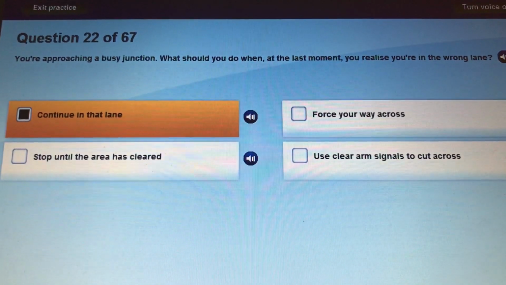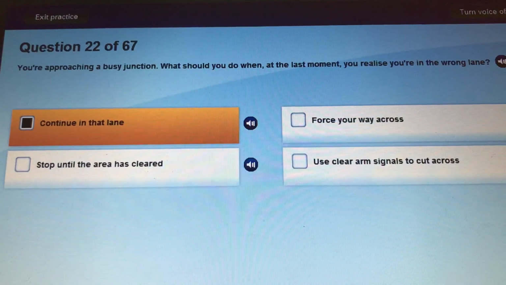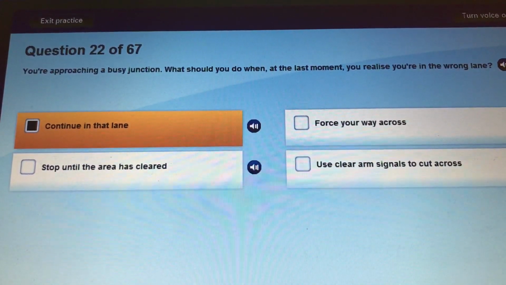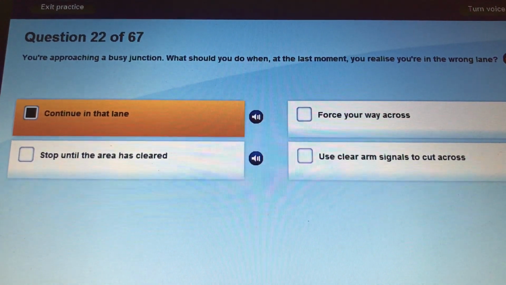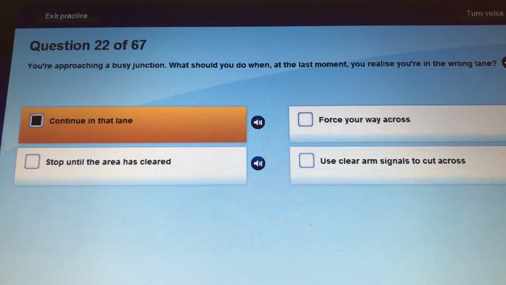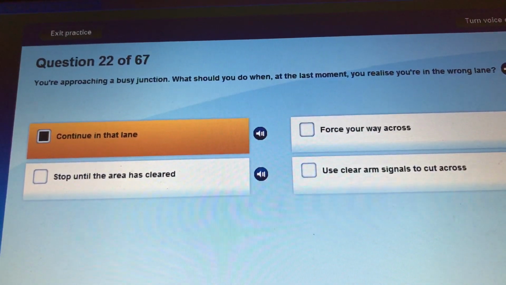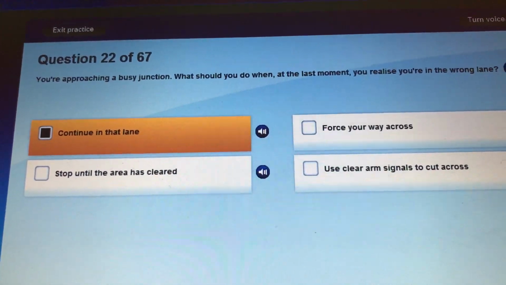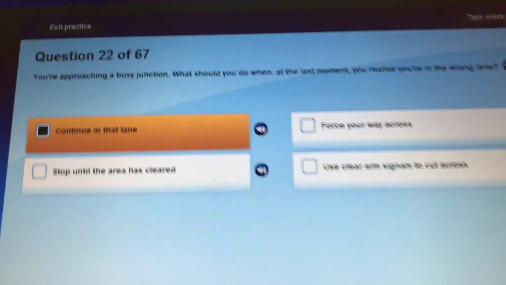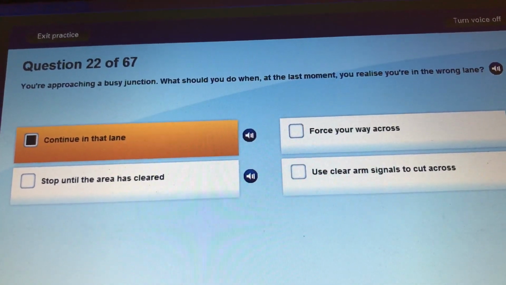You are approaching a busy junction. What should you do when at the last moment you realize you are in the wrong lane? You should continue driving in that wrong lane because you have made a mistake. It's a busy place. It's not a good idea to change your lane now. Continue driving in that lane and later on you fix your problem. Maybe you will have to turn into a side road to make a U-turn.